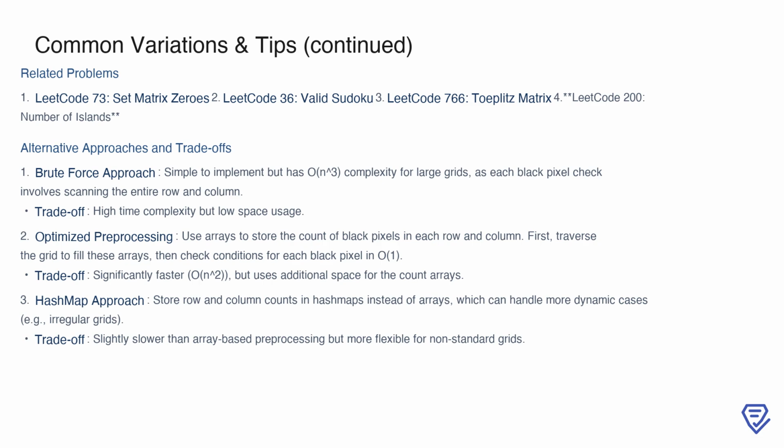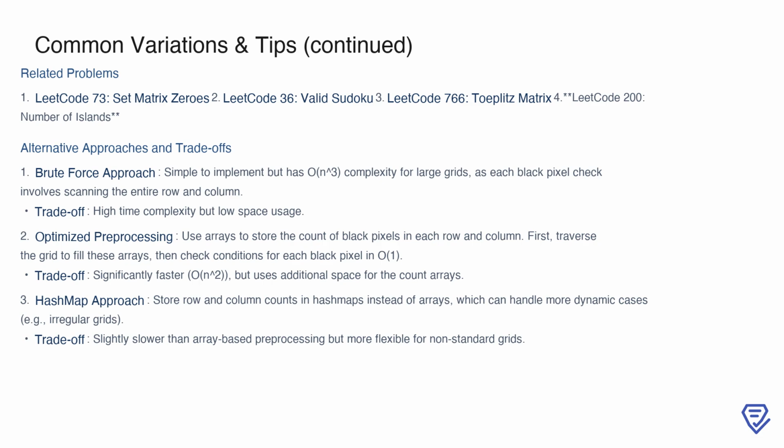When it comes to alternative approaches, the brute force method is the simplest to implement. However, it has an n-cubed complexity for large grids, as each black pixel check requires scanning its entire row and column. While this approach minimizes space usage, its performance is impractical for larger inputs. A more efficient solution involves pre-processing the grid. By using arrays to store the count of black pixels in each row and column, you can reduce the complexity to n squared. This method is faster but requires additional space for the count arrays.